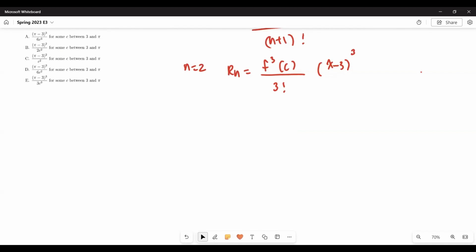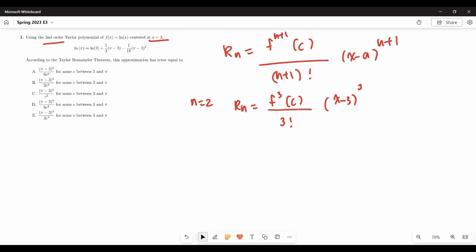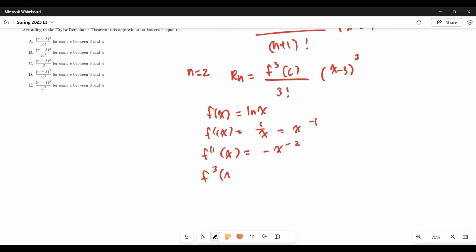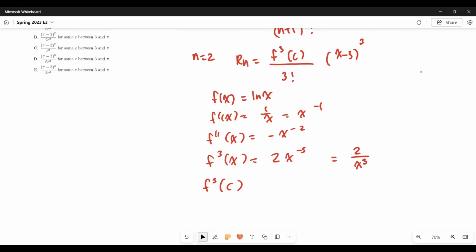Okay, we know this. So what we have to do now is find the derivatives, right? f of x is given as ln x, so it's going to be ln x. f prime of x is 1 over x, right? And f double prime is, I'm going to write this as x to the minus 1, so minus x to the minus 2. And f triple prime would be 2x to the minus 3, right? This is the same as 2 over x cubed. And then we want to find f triple prime of c, which is 2 over c cubed.